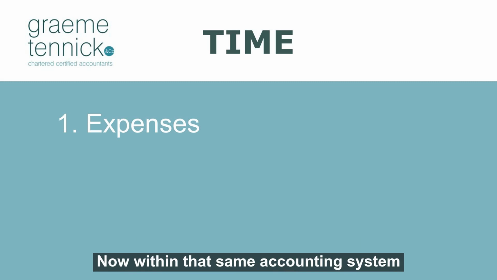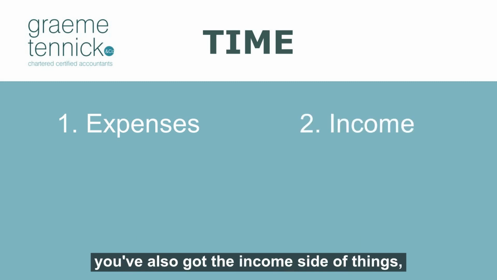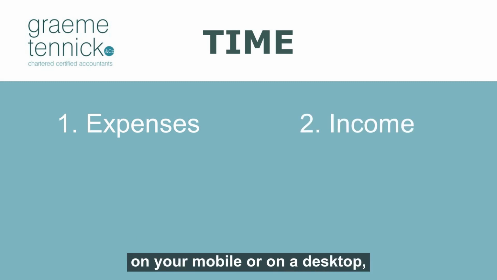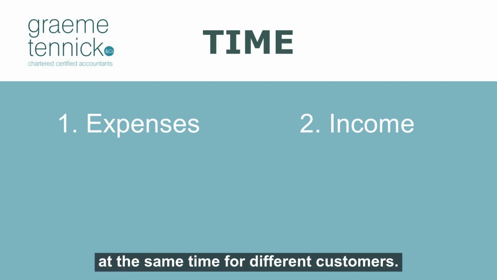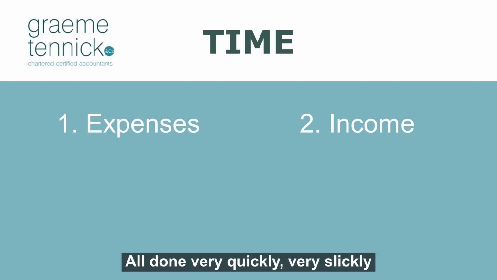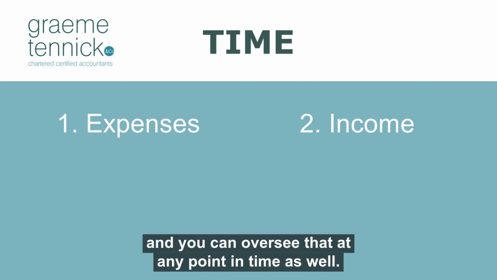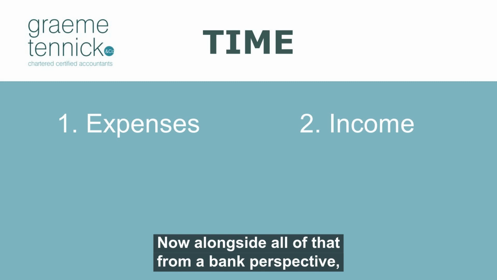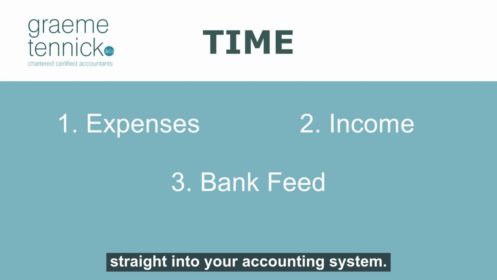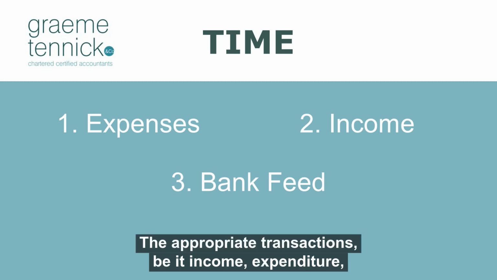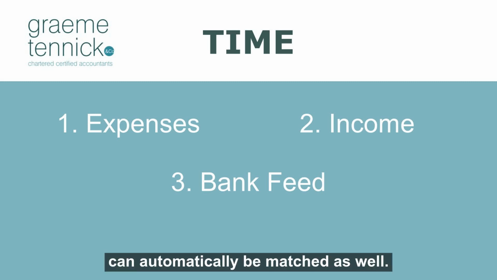Now within that same accounting system, you've also got the income side of things, from which you can raise an invoice on the go, on your mobile or on a desktop, or several different people can raise invoices at the same time for different customers. All done very quickly, very slickly, and you can oversee that at any point in time as well. Alongside all of that, from a bank perspective, your bank feed is just fed straight into your accounting system. The appropriate transactions, be it income or expenditure, can automatically be matched as well.